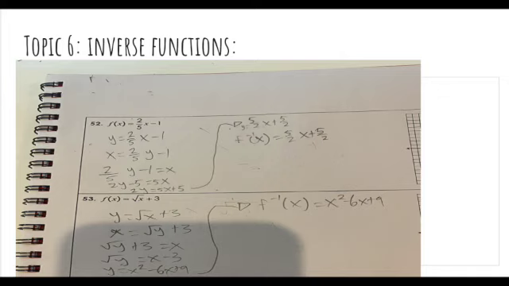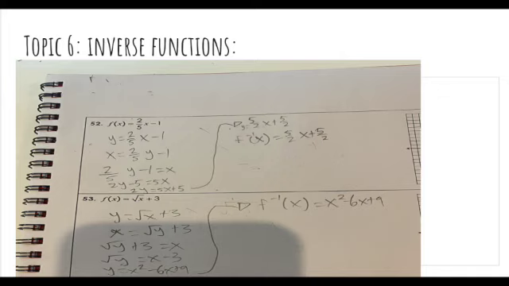Then you do 2 over 5y minus 1 equals x, so you replace the negative 1 with an x. Then it becomes 2y minus 5 equals 5x, so you move the 5 to the right, and 2y equals 5x plus 5. Then that becomes y equals 5 over 2 x plus 5 over 2. Then you get f inverse of x equals 5 over 2 x plus 5 over 2.